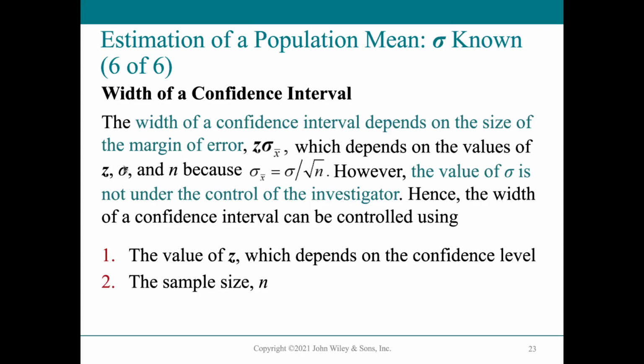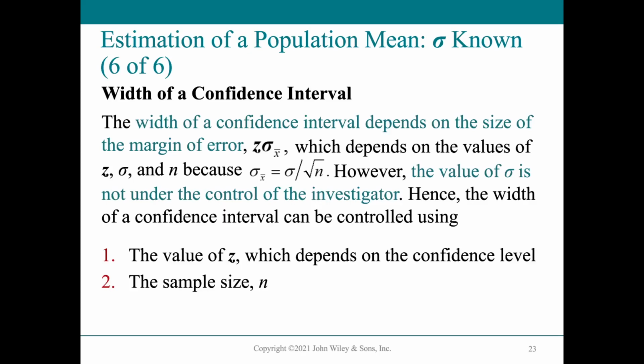However, the population standard deviation is not under our control. So we cannot control what the population standard deviation of the parameter that we are studying would be. And that is why there are only two parameters that we can change here: our z and our n. Now, our z is dependent on the confidence level, because remember, this is from the normal distribution. So if we want a high confidence level, we would generally have a larger z value.